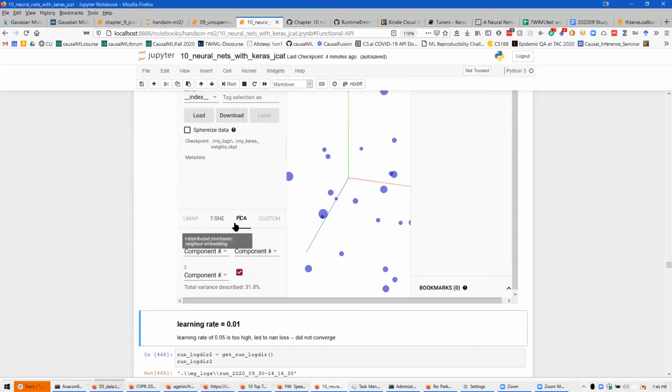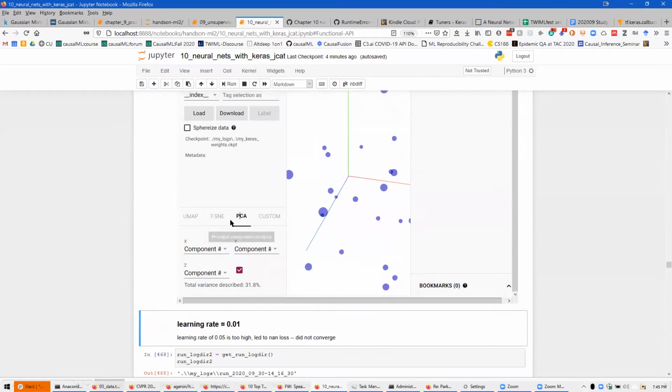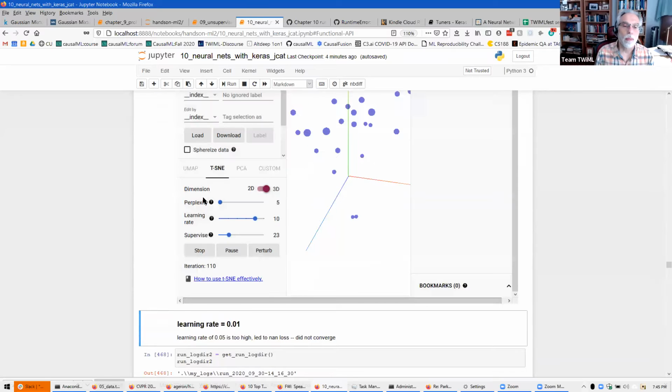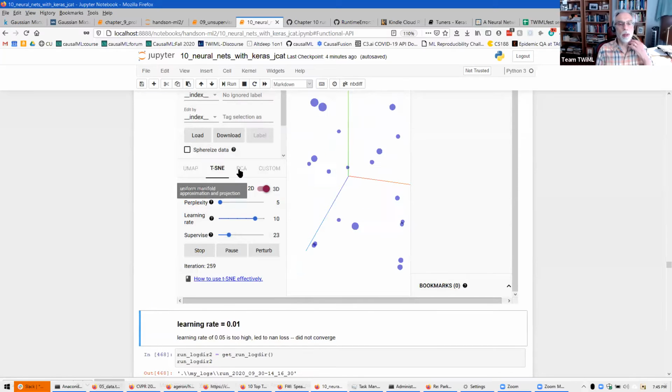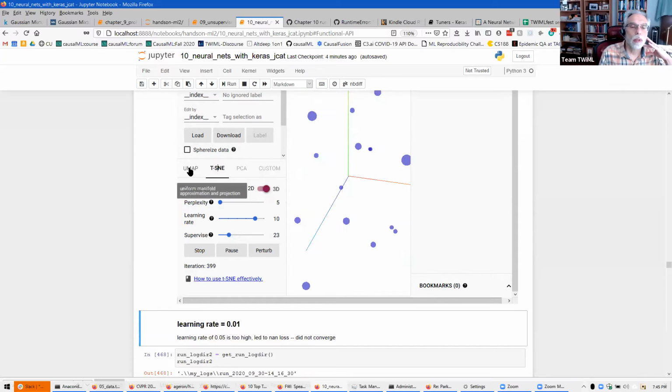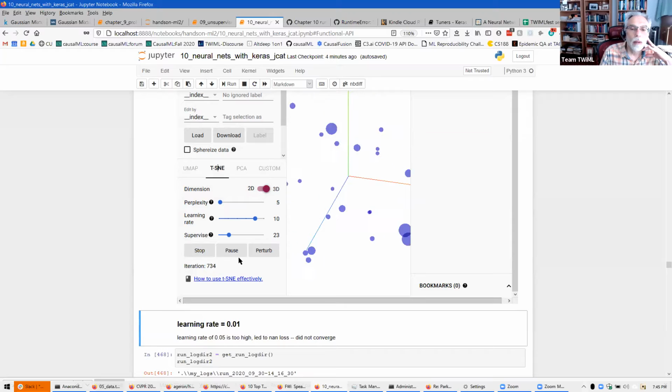Isn't that learning rate for t-SNE though, and not for the model? Yeah, it's only t-SNE. The other methods, UMAP and PCA, are static. They don't allow adjustment, but this one does. Seems like it's more jumpy with the higher learning rate. Oh, maybe not. Anyway, I don't know much about this, but it's fun to play with it.